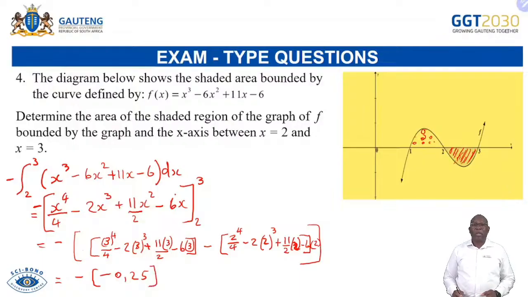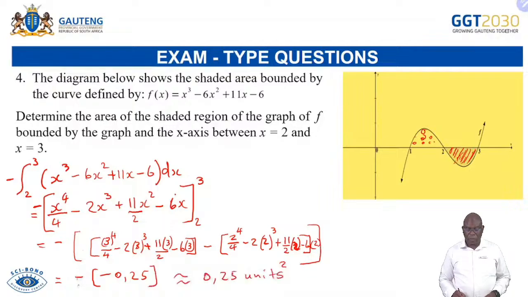You see? So if I did not have this negative outside here, my answer was going to be negative 0.25. And we're talking area, so we cannot have a negative area. That is why when it's below, we put a negative there, so that at the end, we get a positive value of 0.25 square units. I hope you get what I'm saying.